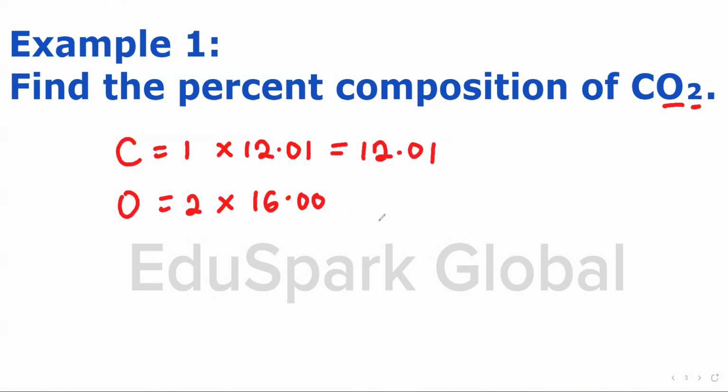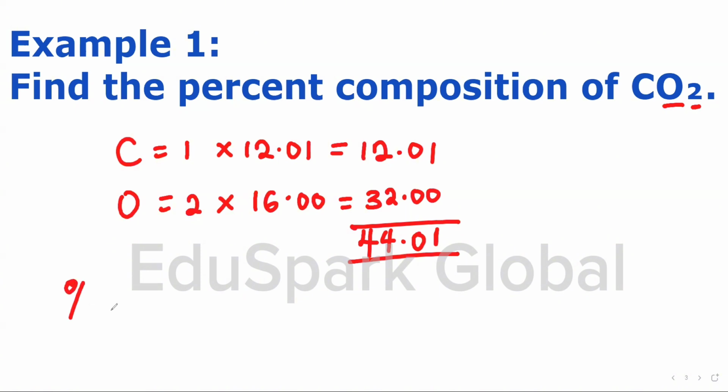12.01 times 1 gives us 12.01. 2 times 16 will be 32. Then we add this up. The molar mass of this compound will be 44.01 grams per mole.